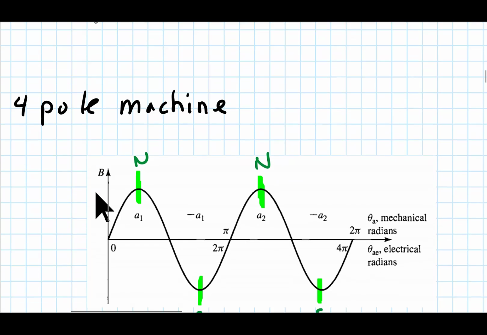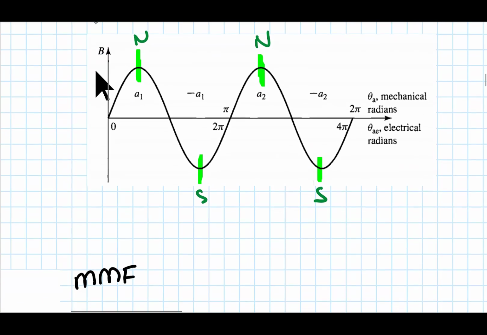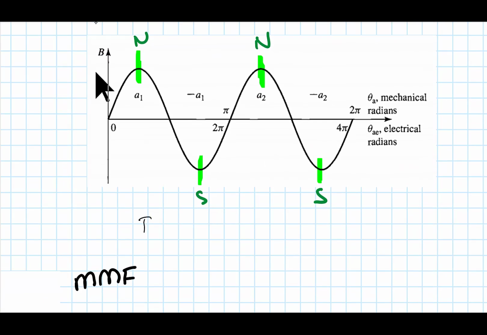If we look at the four-pole machine, we could come up with another function. So this would be B of theta. We've got some B peak. It's a sine function. Because we have two peaks, it's going to be 2 times theta A.